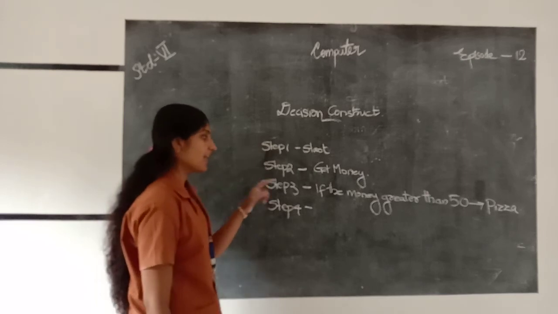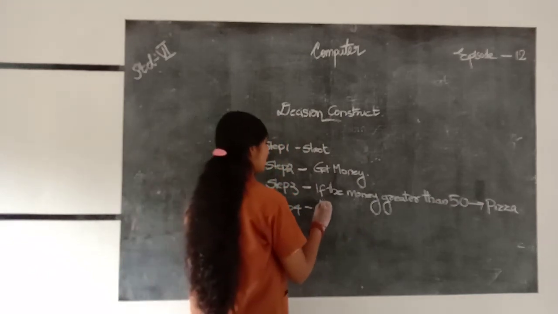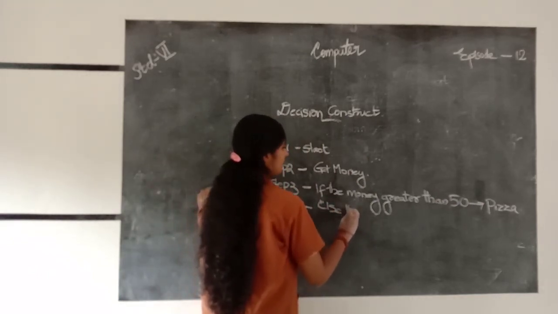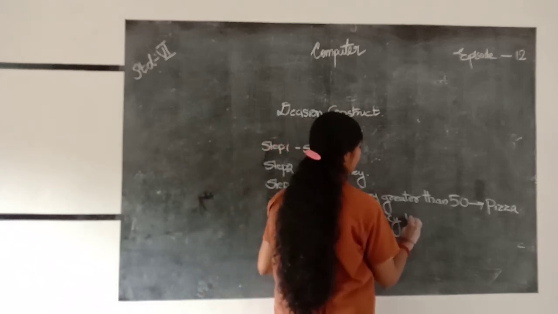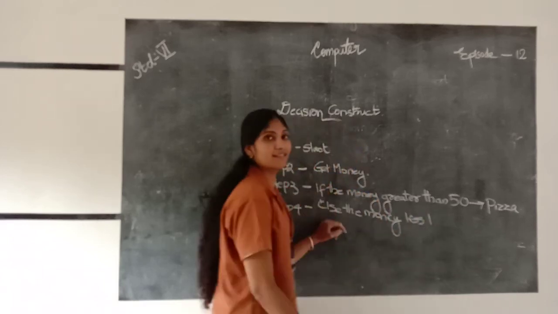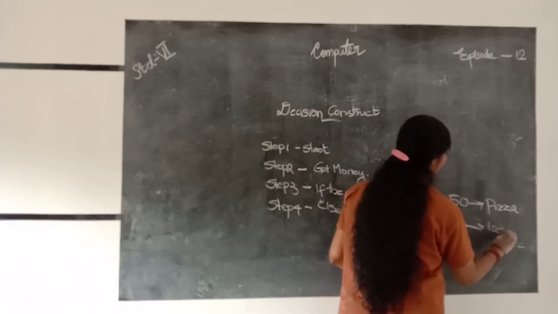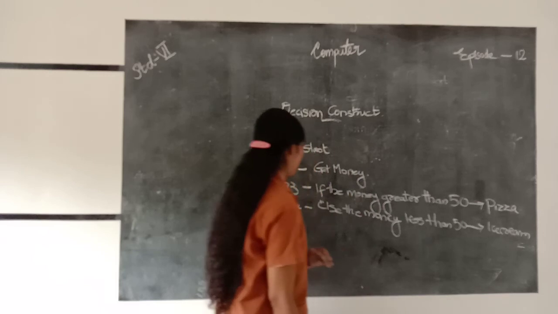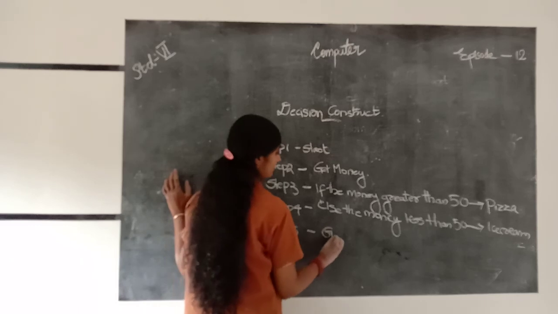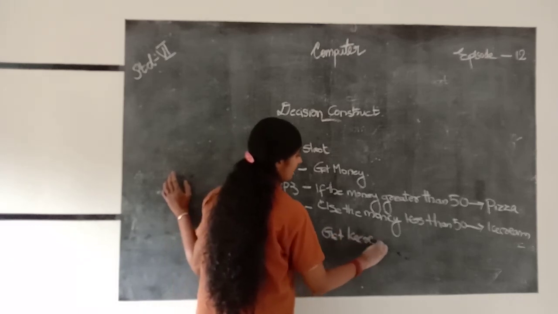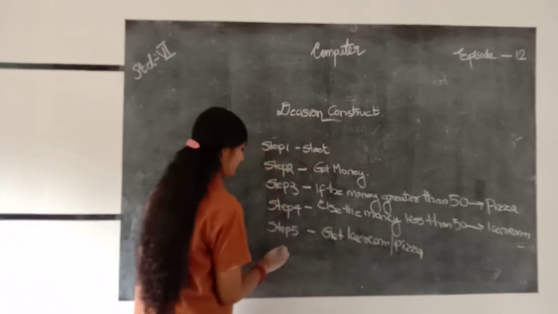If else statements means if this is true, you can have this. Otherwise, you can have ice cream. Else part, that means the money is less than 50, then ice cream. Then next is step 5, get ice cream or pizza. Then step 6, stop.